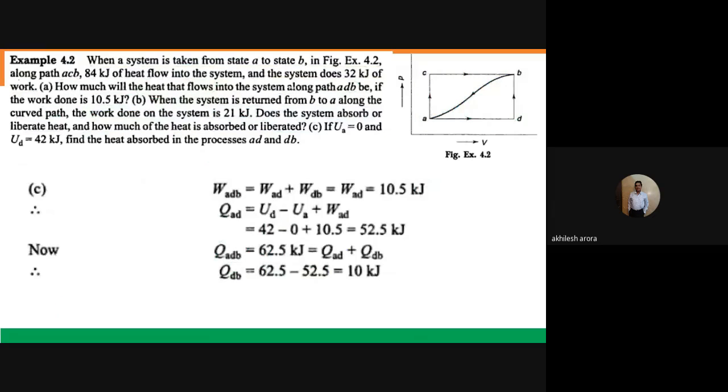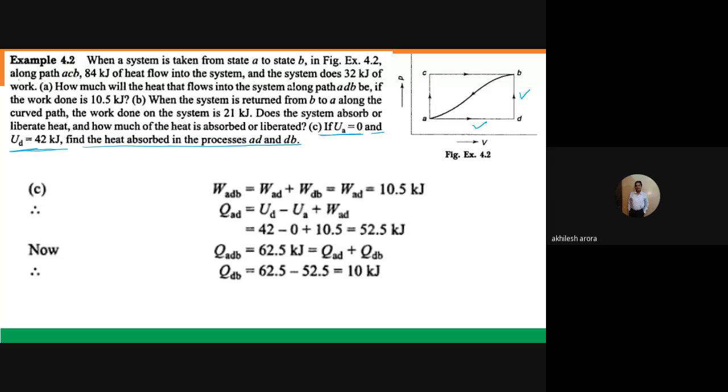Now let us go to the third part. What is asked in the third part? It's part C. If UA is equal to 0 and UD is equal to 42, find the heat absorbed in the processes AD and DB. Which is the process AD? AD is this process and DB is this process. So we have to calculate the value of heat for AD and DB in these two processes.